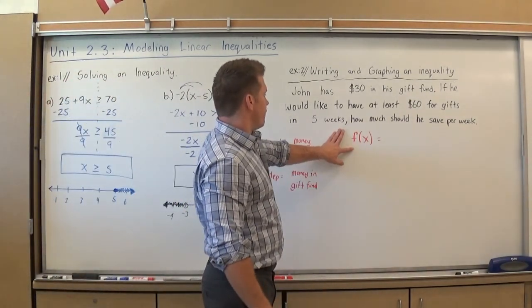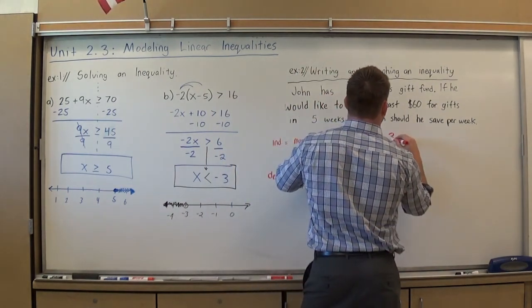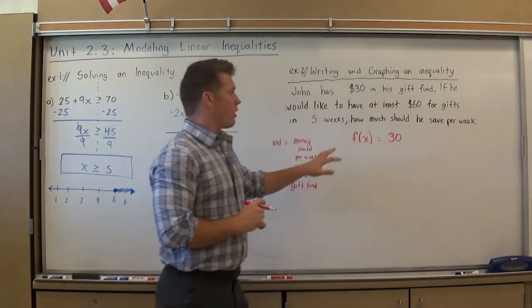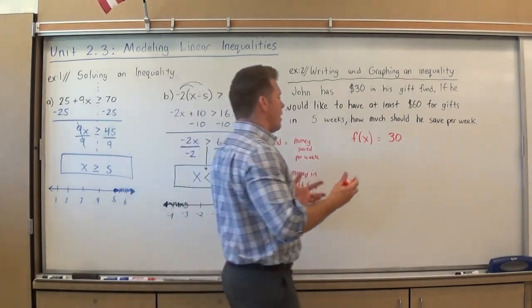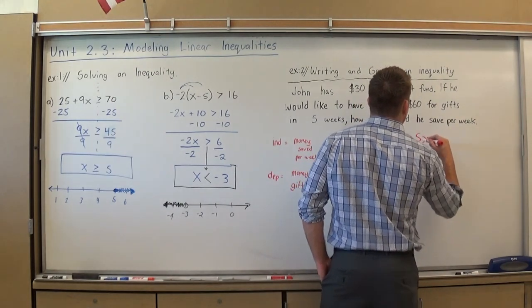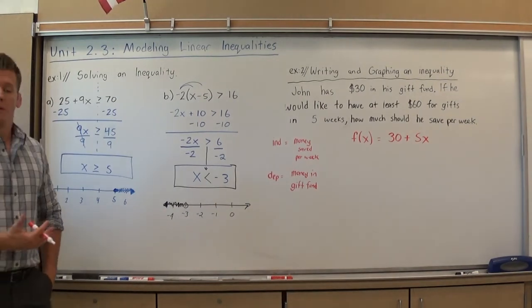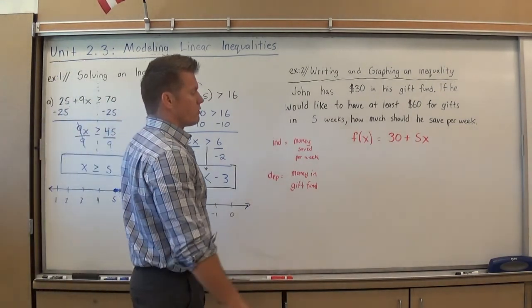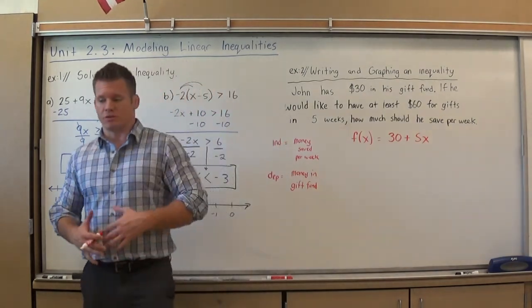So the money in his gift fund is equal to $30 no matter what, because he has that to start. And then he saves so much money, I don't know how much, per week for 5 weeks. So I can write that as 5x, because if he saves $10 a week, then it'd be 10 times 5. $20 a week, 20 times 5. Okay? So I now have a function that I could use to answer this question.